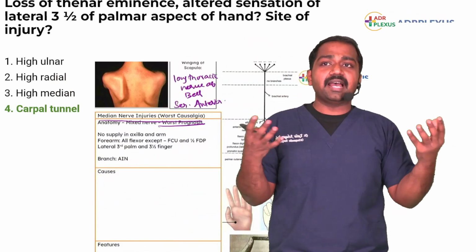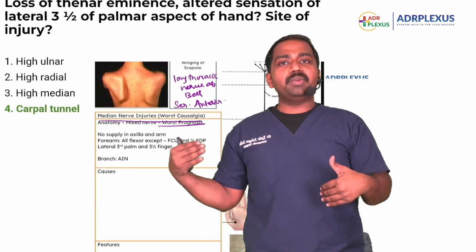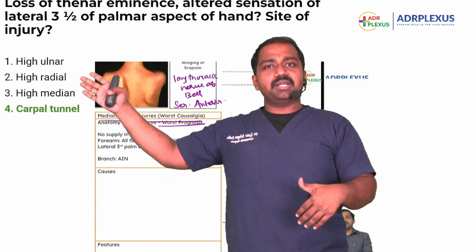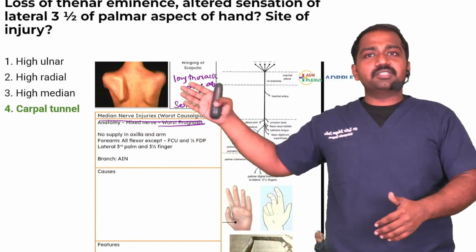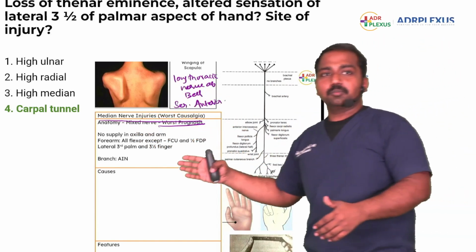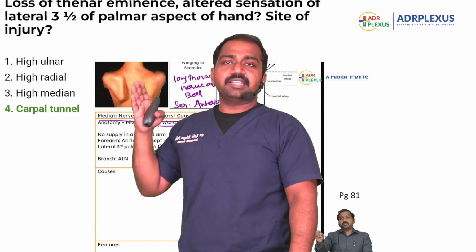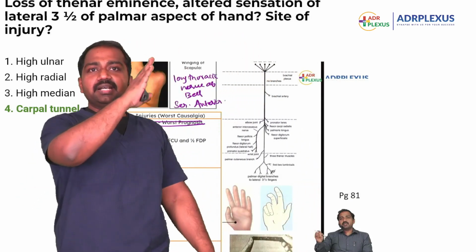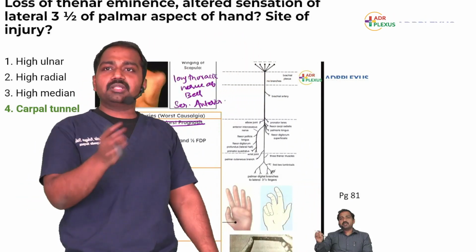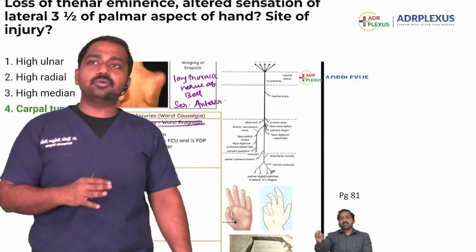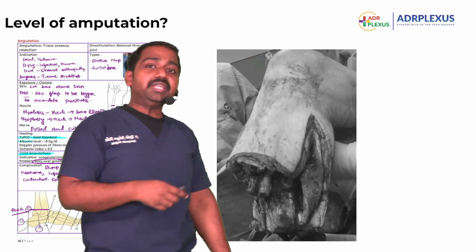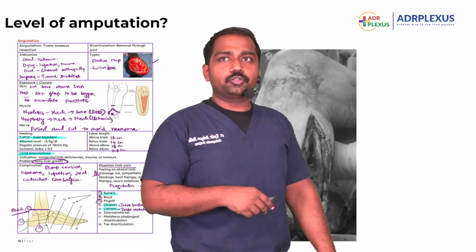In that case, the answer has to be a low median nerve palsy, but low median nerve palsy was not in the options, and the answer was carpal tunnel syndrome. So if this question was asked, it is from our book page 81, and the image was discussing high median nerve, low median nerve, what all the muscles are supplied in the forearm and what all the muscles are supplied in the hand. So the answer for this question has to be carpal tunnel syndrome.